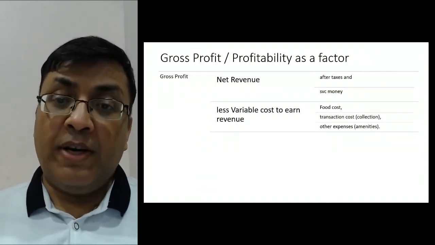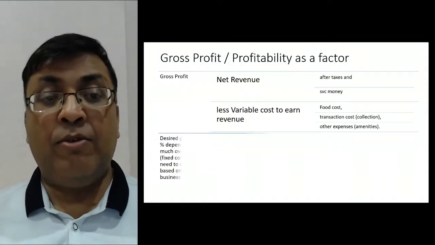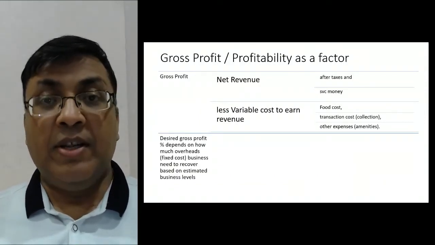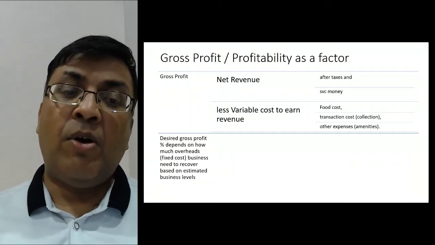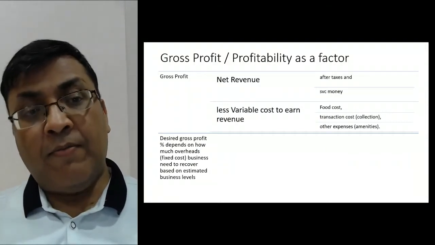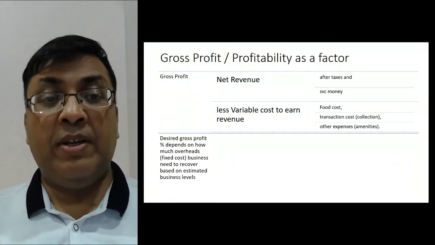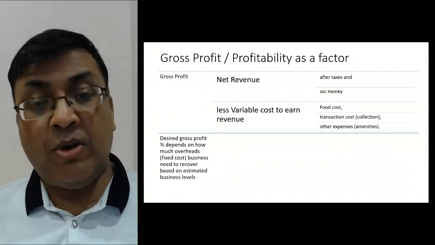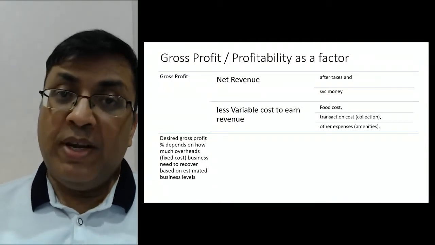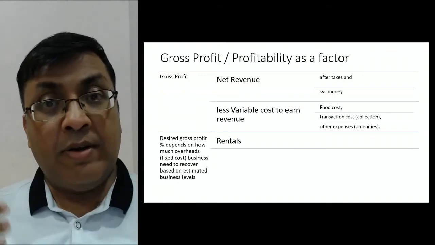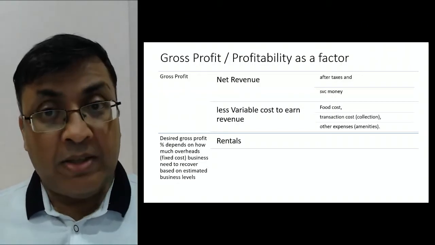Now, after the gross profit, we have to deduct to arrive at the profit percentage. The profit percentage will depend on the overheads. So the profit will be the difference between the gross profit and our fixed costs and overheads, which may include our rentals. Our rentals can be fixed plus a variable percentage.